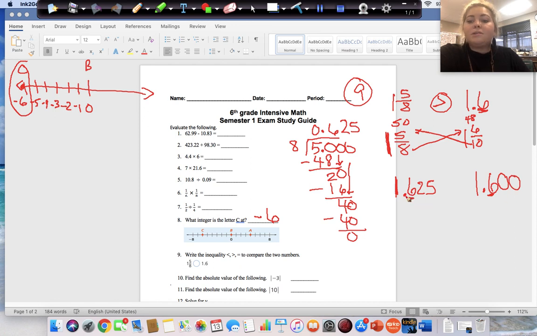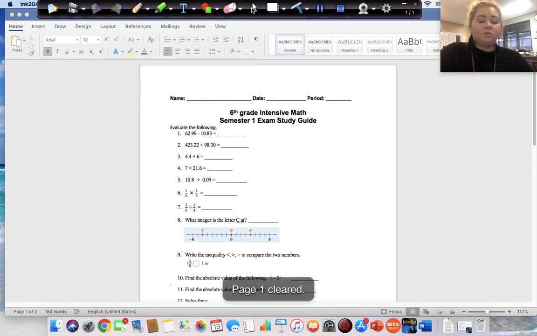Now we can compare this. This is 625 thousandths and this is 600 thousandths. 625 thousandths is actually bigger than 600 thousandths, so therefore 1 and 5/8 is bigger than 1 and 6/10. So you will have the greater than sign. You guys do need to know your greater than, less than, and equal to signs. Make sure that you are able to read those.